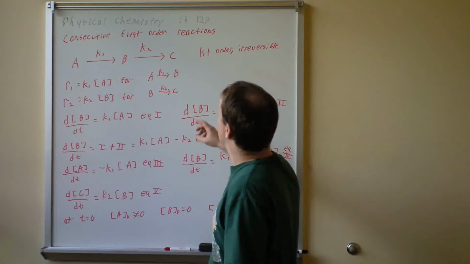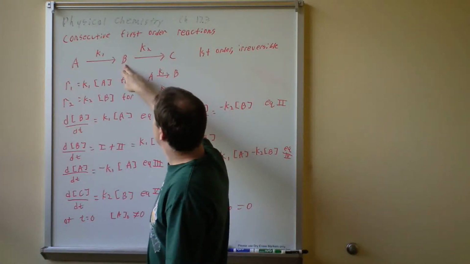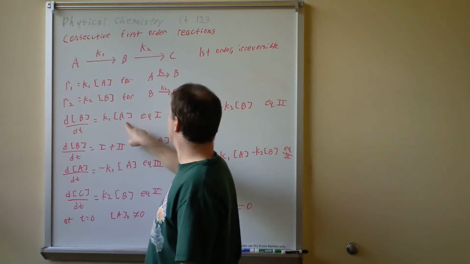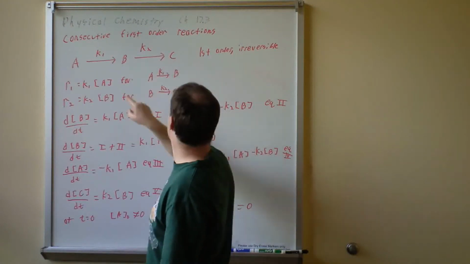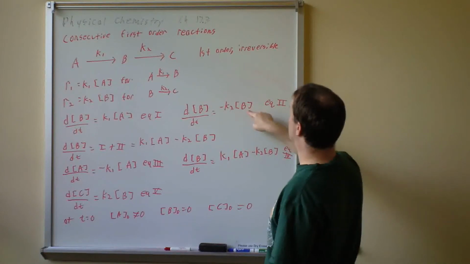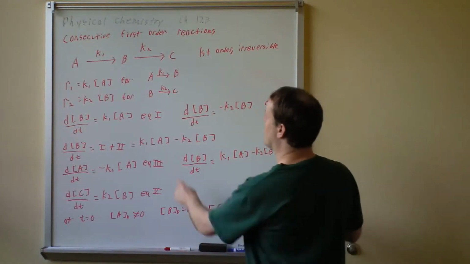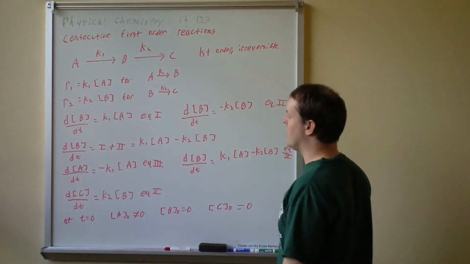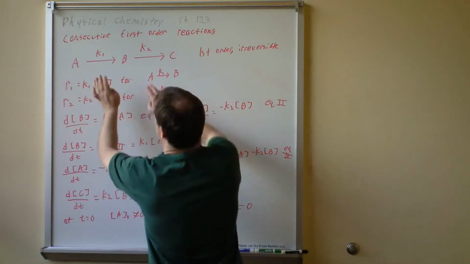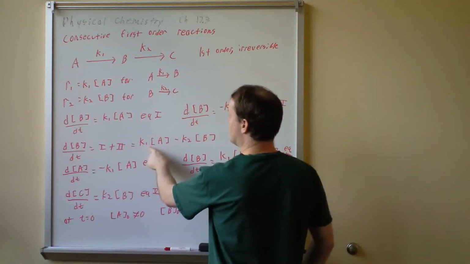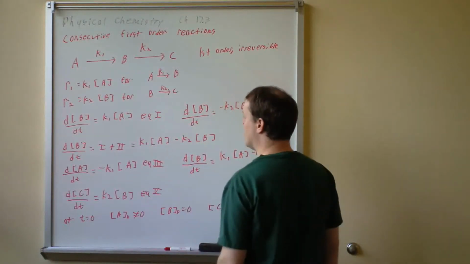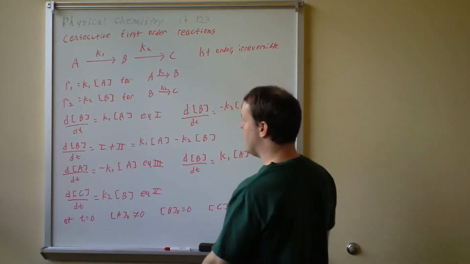So now we have, for B, we're gaining B at the rate of K1 times the concentration of A, but we're also losing B at a rate of K2 times the concentration of B. We're going to write this as equation 1 and 2 for future reference. So the actual change in concentration of B would be these two added together. So we have K1 times the concentration of A minus K2 times the concentration of B.